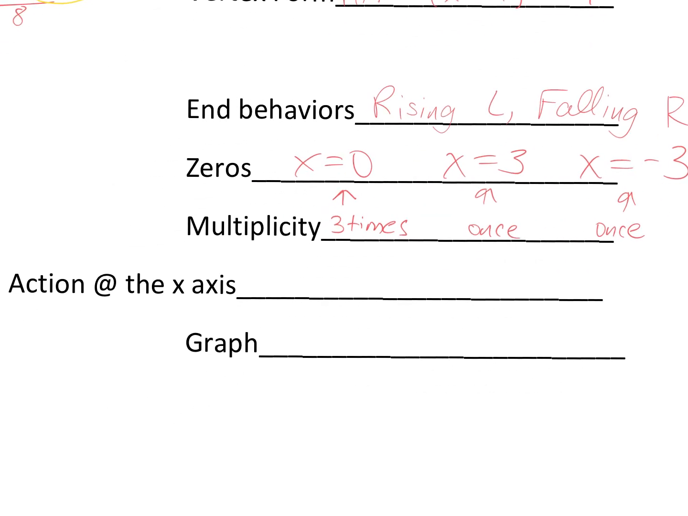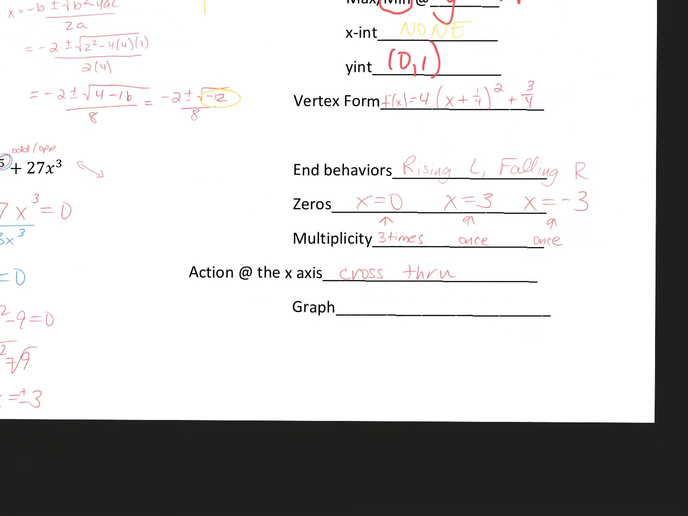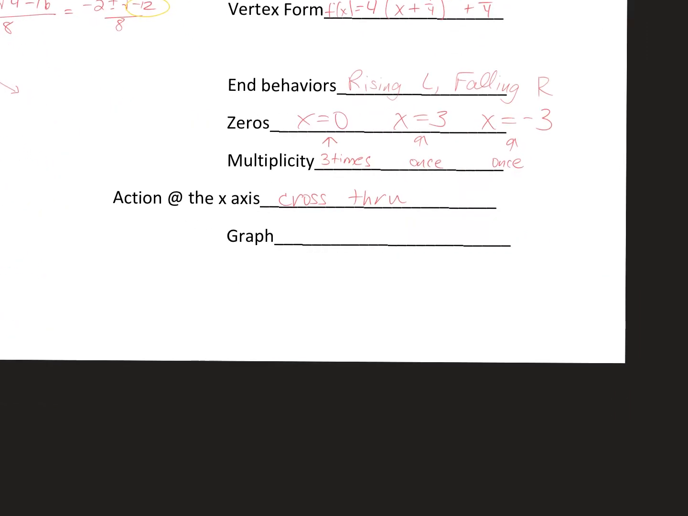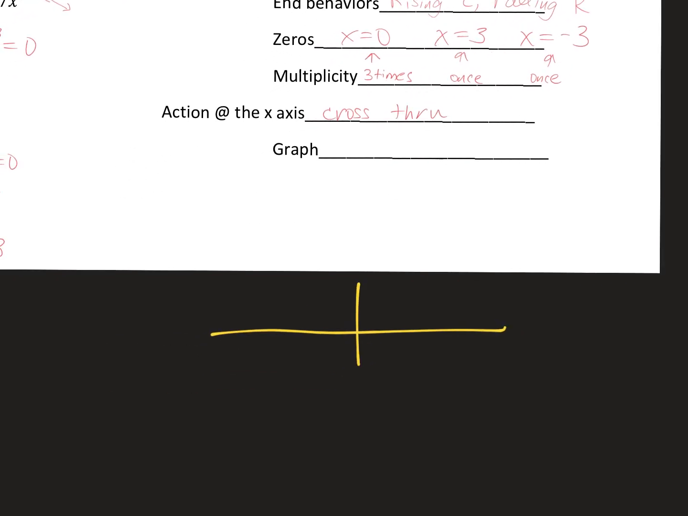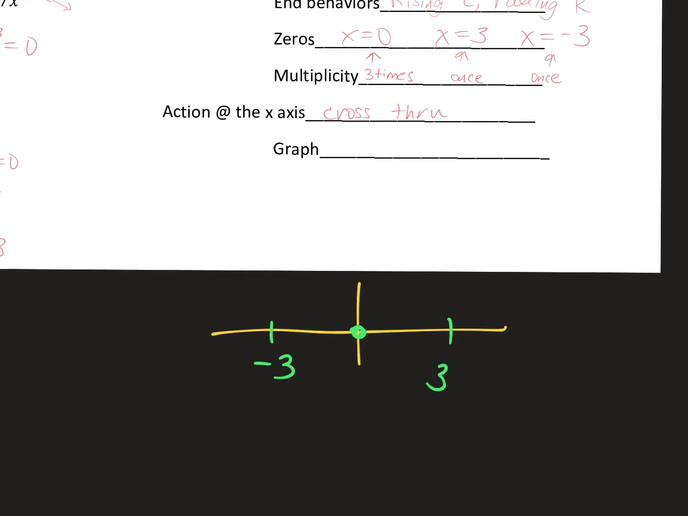So, action at the x-axis. What happens when you have a 0 an odd number of times? It's going to cross through at all of these points. And then when you graph it, let's make a quick little picture here. I have x-intercepts at negative 3, 0, and 3.